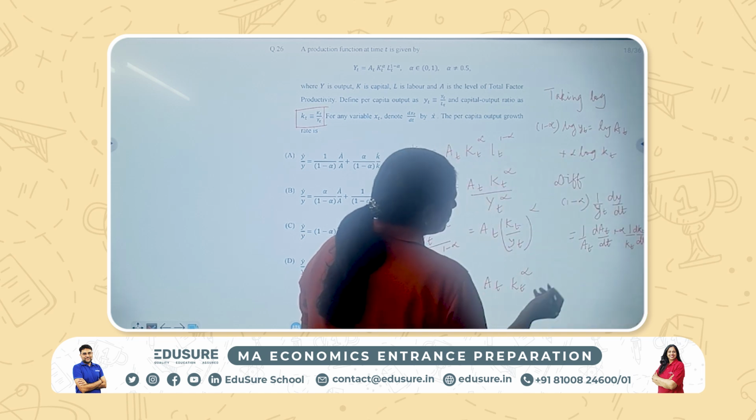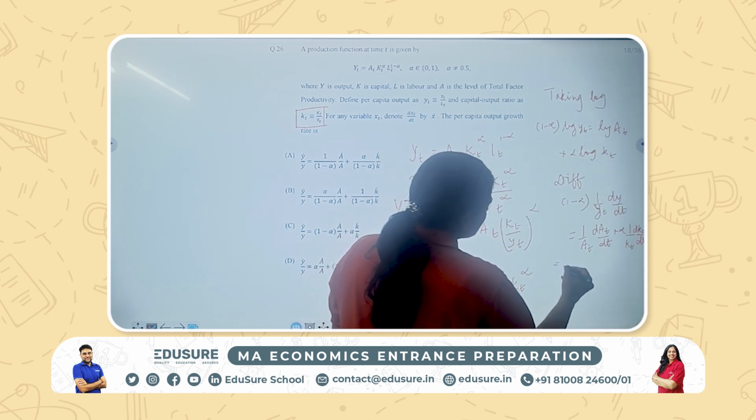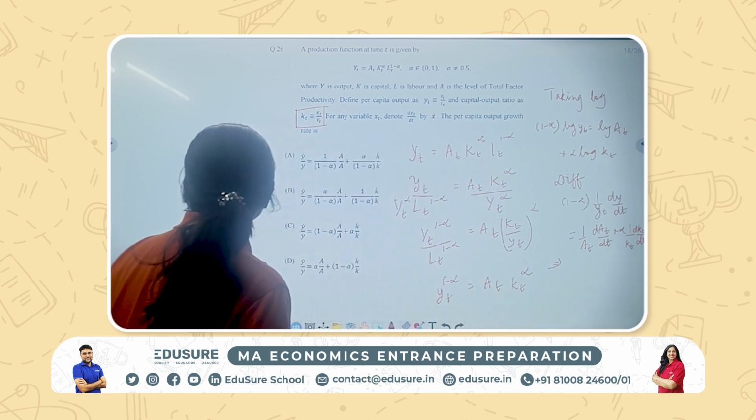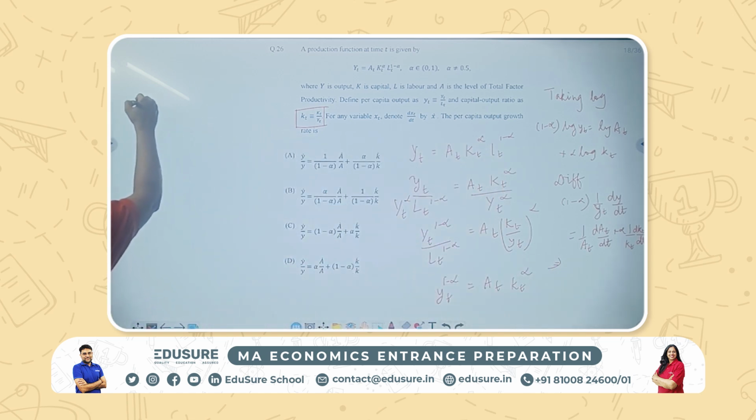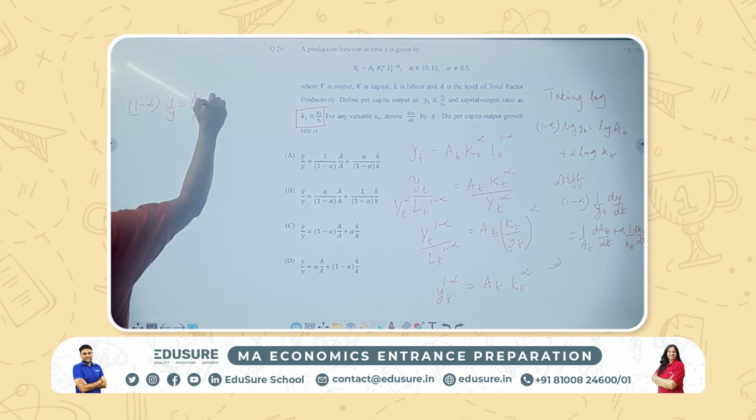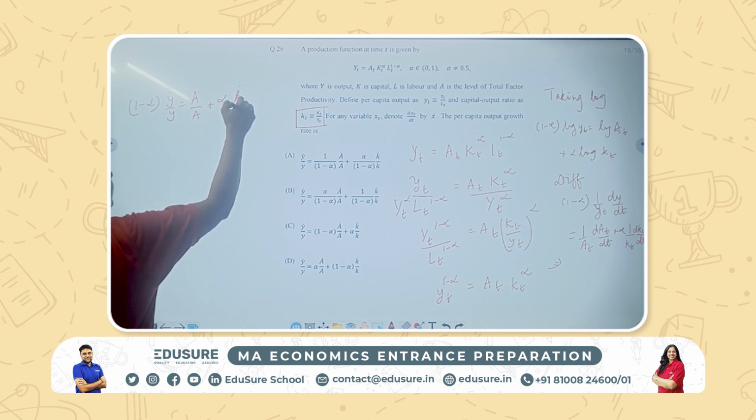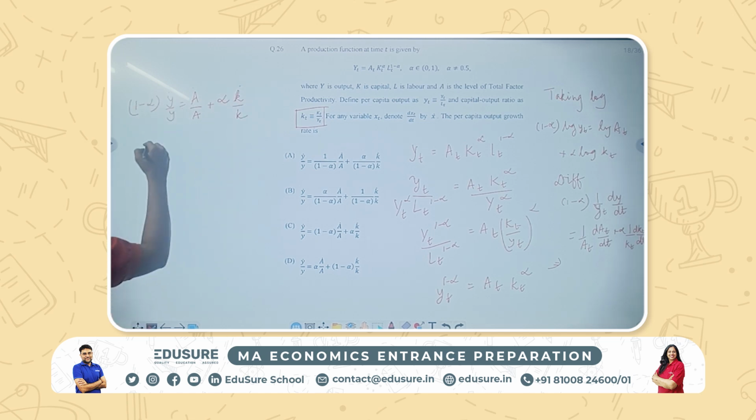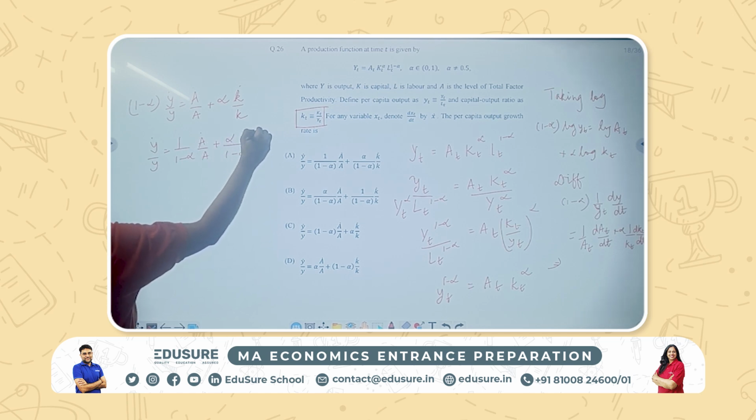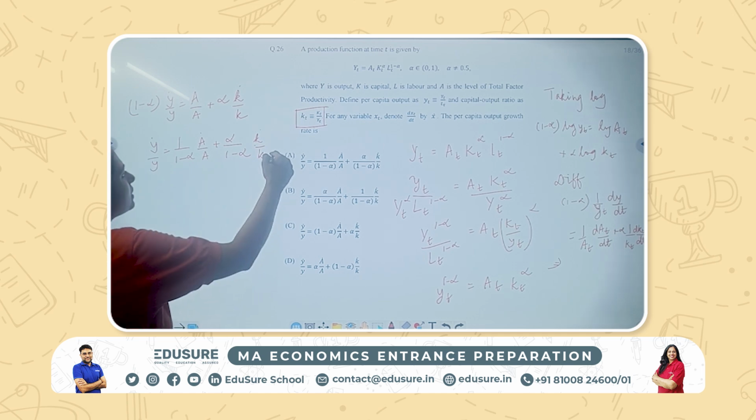If I simplify, this becomes (1 minus alpha) y dot by y equal to A dot by A plus alpha k dot by k. So I need to take 1 minus alpha to the other side. y dot by y is equal to 1 by (1 minus alpha) A dot by A plus alpha by (1 minus alpha) k dot by k. So that seems to be the answer, and that is option A.